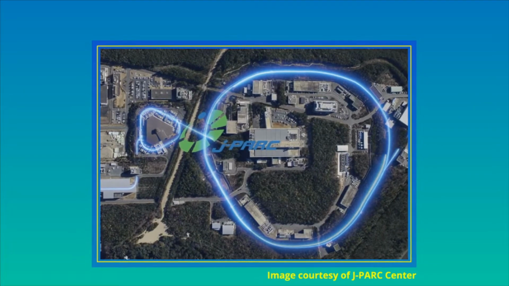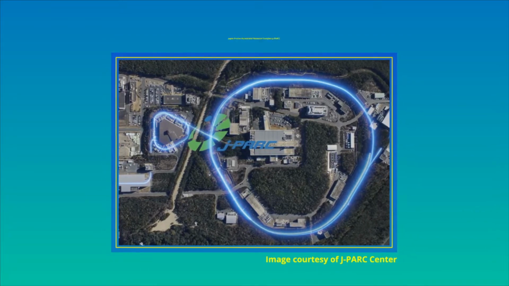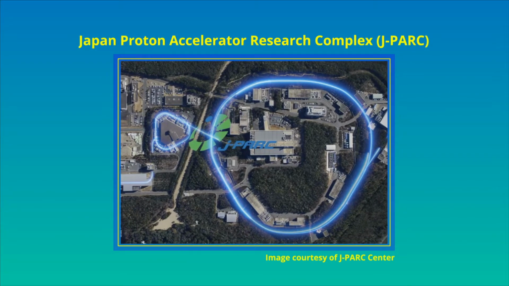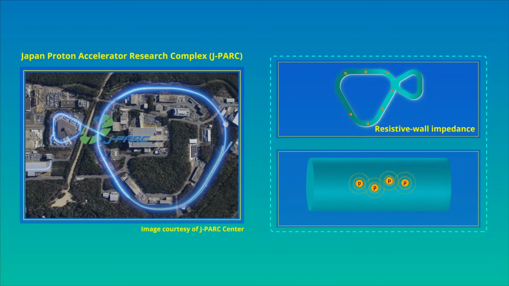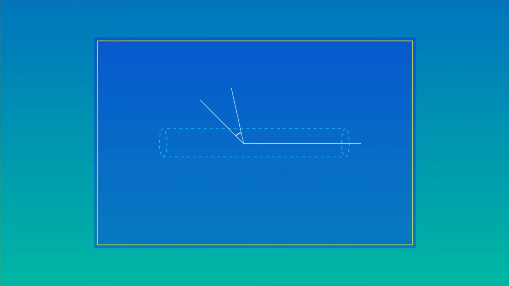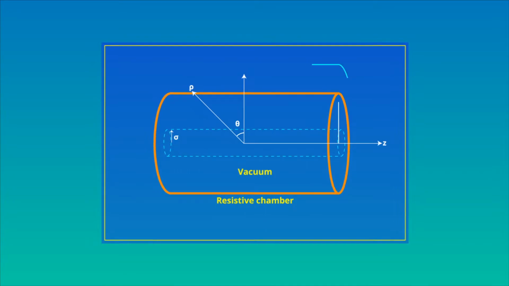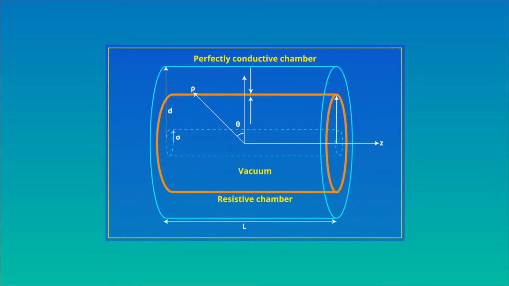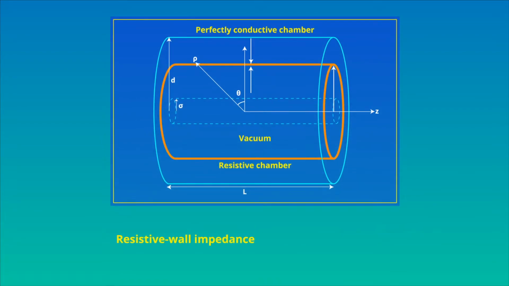In a new study published in Progress of Theoretical and Experimental Physics, researchers from the Japan Proton Accelerator Research Complex provide a more comprehensive picture of dealing with the resistive wall as well as space charge impedances simultaneously. The impedances were calculated for a cylindrical resistive chamber that was enclosed by a vacuum and, further, a perfectly conductive chamber. This setup enabled researchers to find the new image of the resistive wall impedance with space charge impedance.